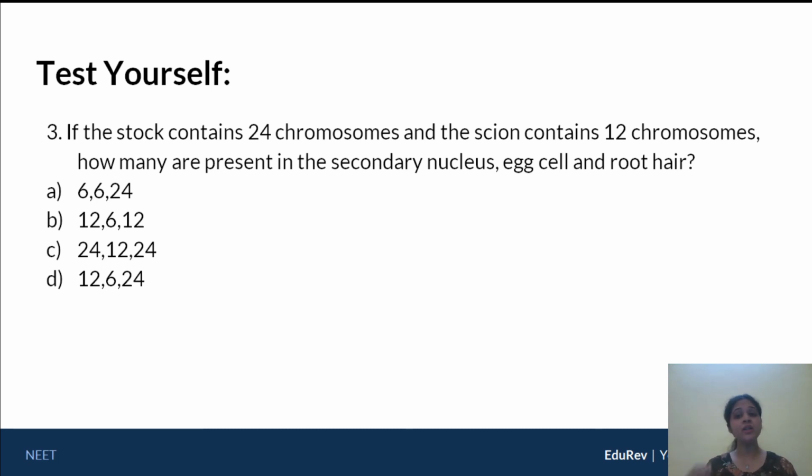Okay. Now, the scion implies we are talking about the shoot system containing 12 chromosomes. Here you have the secondary nucleus and the egg cell. Between these two, we know that the secondary nucleus is going to be diploid in nature, okay, whereas the egg cell is going to be haploid in nature. So secondary nucleus will be 12 chromosomes diploid, and egg cell will be half of that, and it will be 6 chromosomes. Okay, so therefore our answer is option D, 12 secondary nucleus, 6 egg cell, and 12 for the root hair cell.